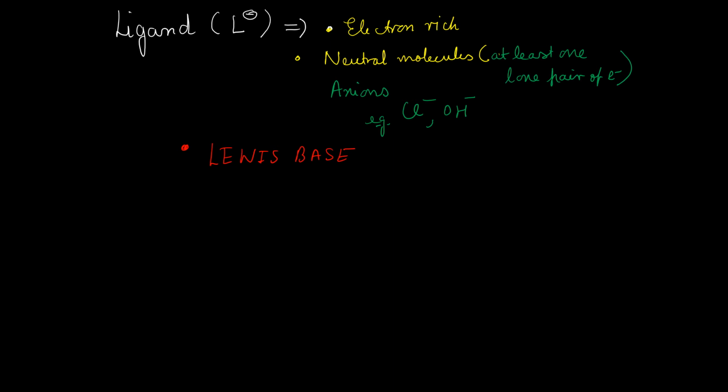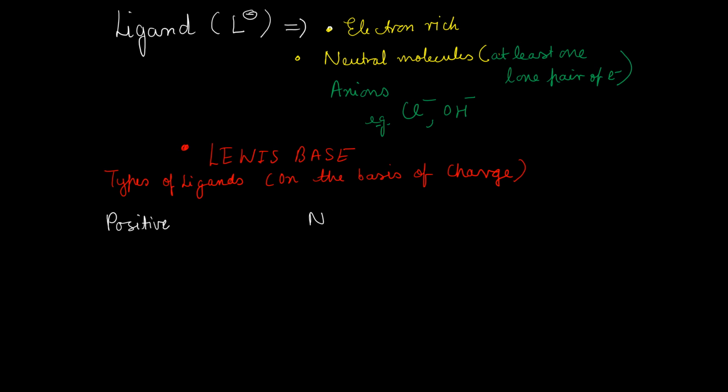Now these ligands are classified into various categories. So first, types of ligands on the basis of charge. So broadly, three types of ligands are there. One is positive ligands. Second is negative ligands. And third is neutral ligands.